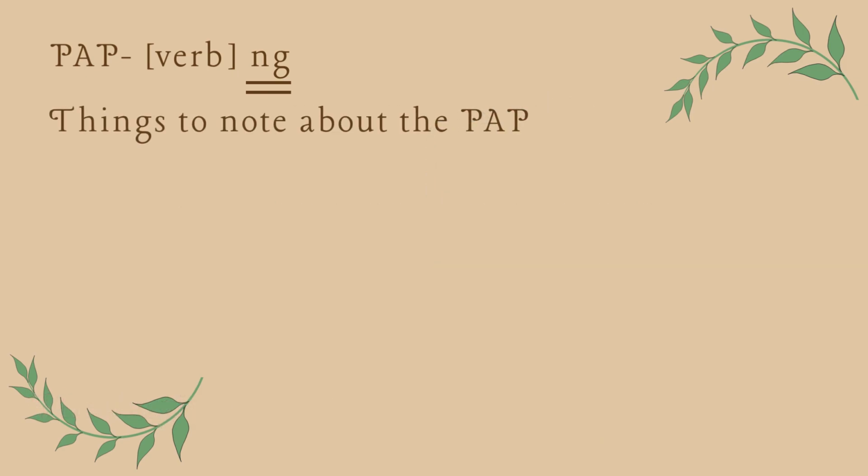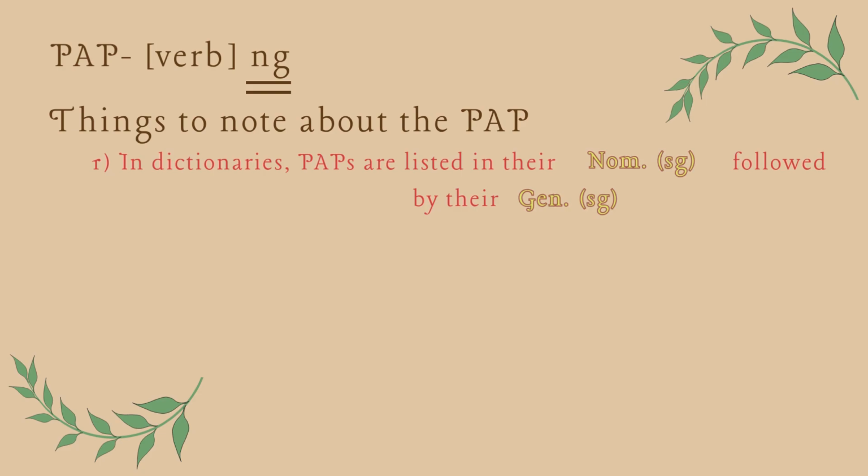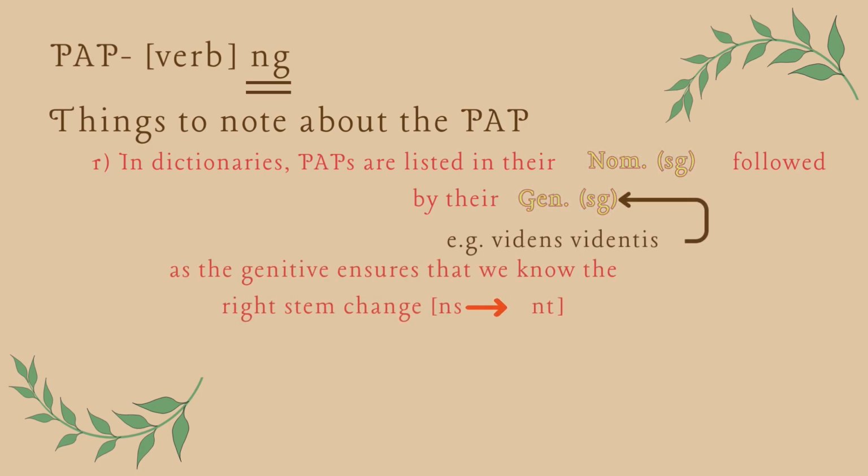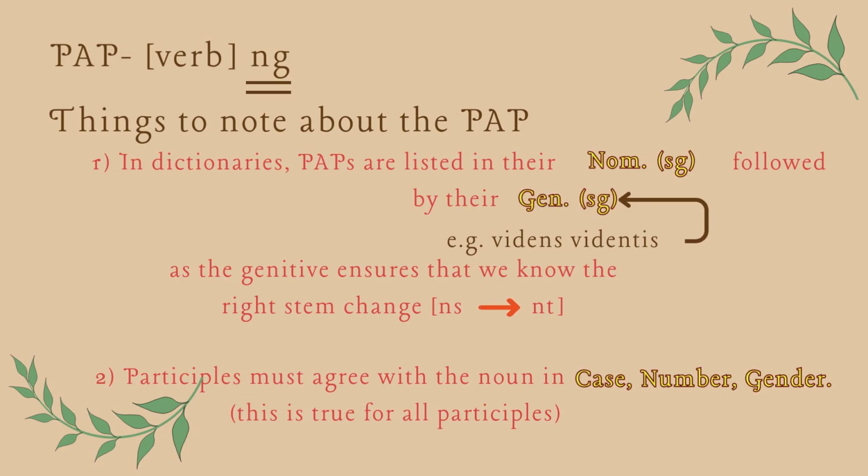Here are some things to know about the PAP. First, in dictionaries, PAPs are listed in their nominative singular form, followed by their genitive singular, e.g., videns, videntis. The genitive ensures that we know the right stem change. Because participles are also adjectives, the participles must also agree with the noun they describe in case, number, and gender. This is true for all participles.